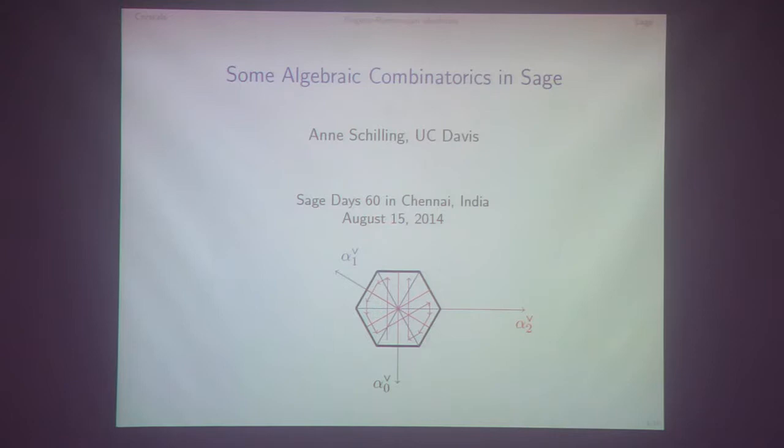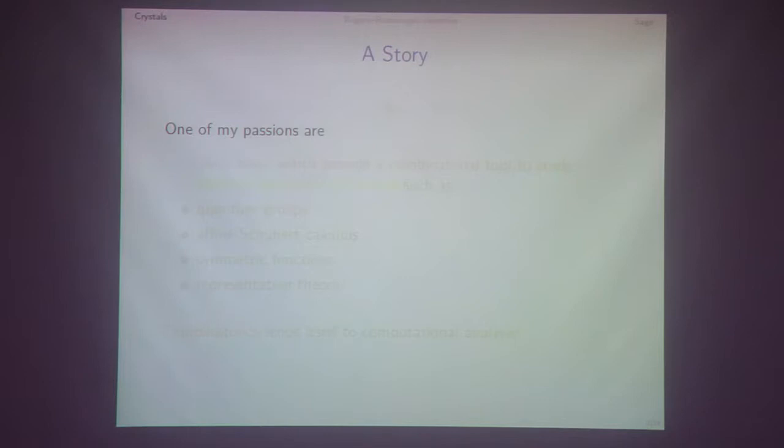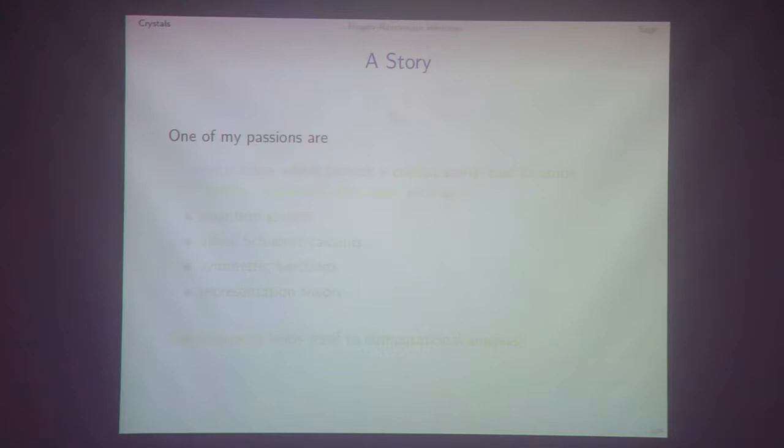Okay, so I want to begin with a story, because I found using SAGE quite amazing, and not just for typing in my formulas and so on, but also for my mathematical life, and that's the story I want to tell you. One of my passions is crystal bases. So I want to tell you a little bit what crystal bases are in this talk.